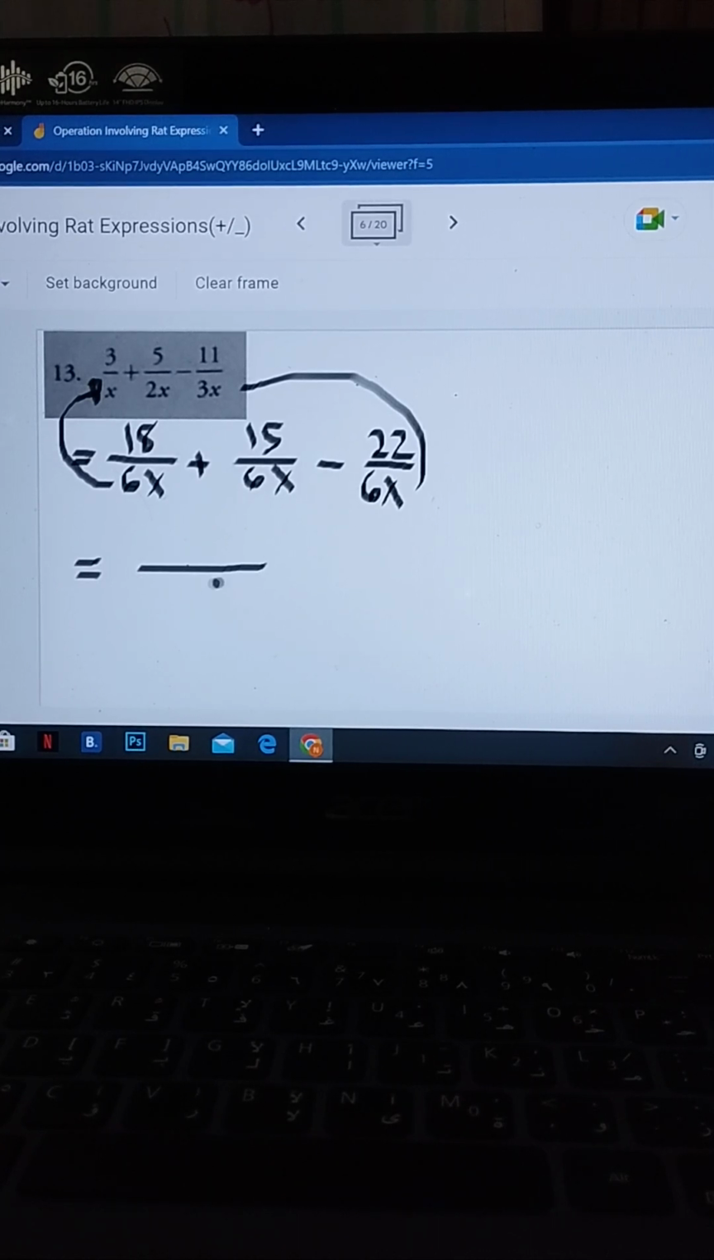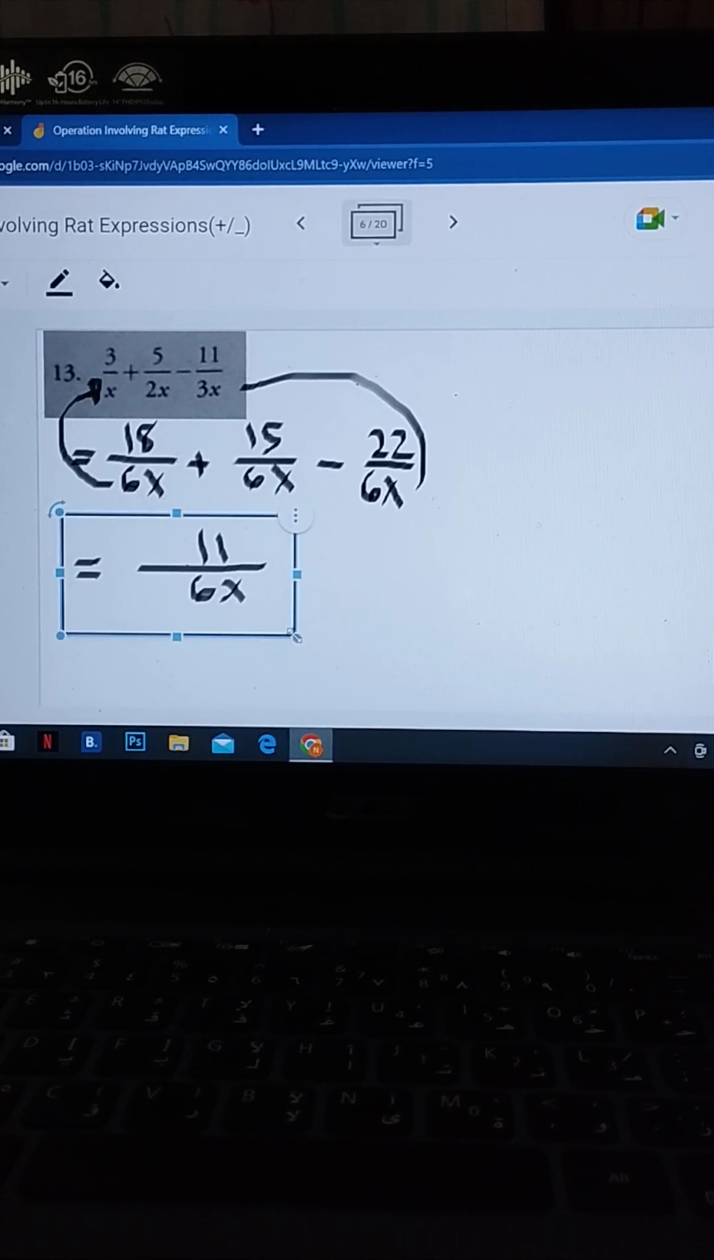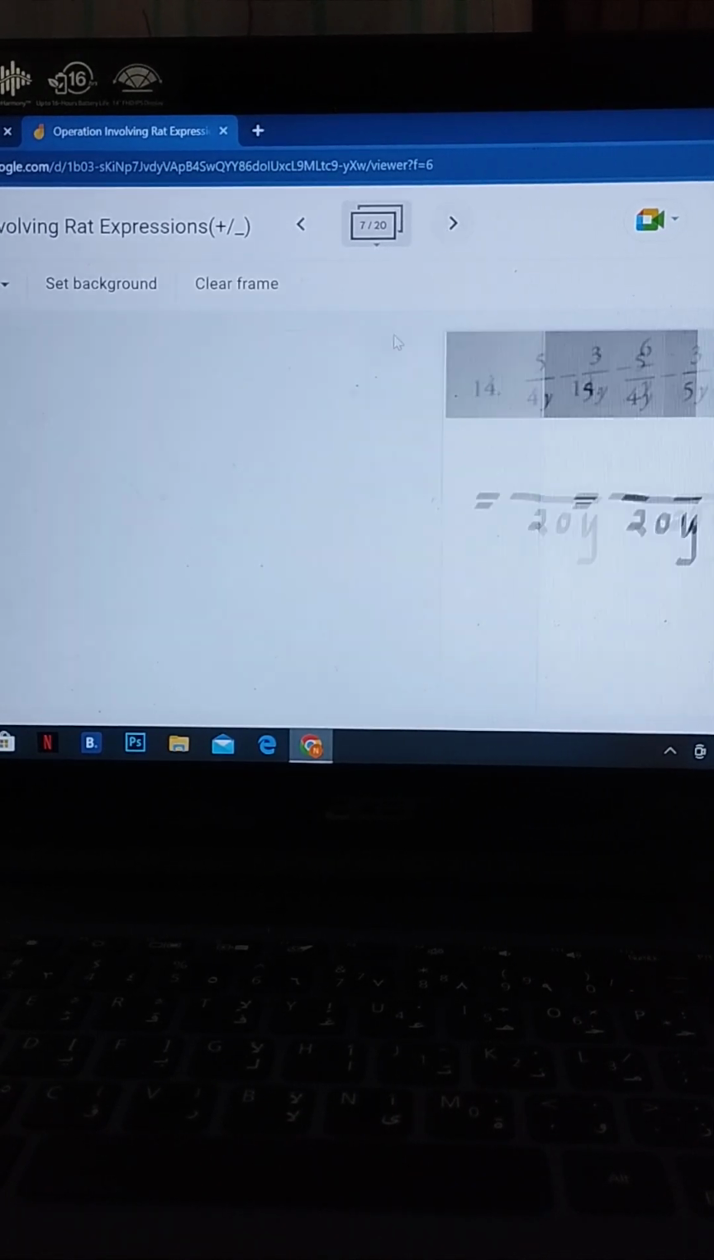Okay, so you copy the same denominator 6x, then 18 plus 15 is 33, minus 22 is 11. So this is now the sum of 3 over x plus 5 over 2x minus 11 over 3x.